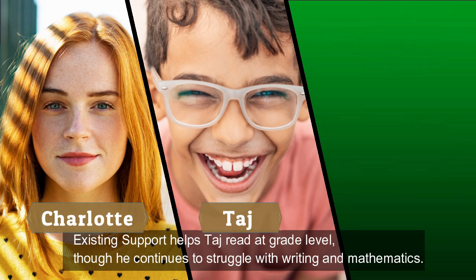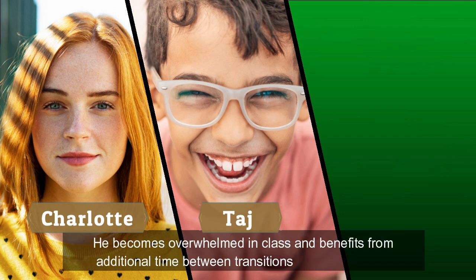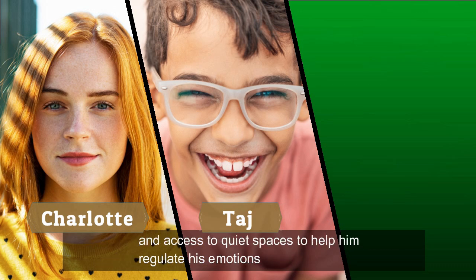Existing support helps Taj read at grade level, though he continues to struggle with writing and mathematics. He uses text-to-speech assistance for writing and appears to benefit from visual aids to help his mathematical understanding. He becomes overwhelmed in class and benefits from additional time between transitions and access to quiet spaces to help him regulate his emotions.